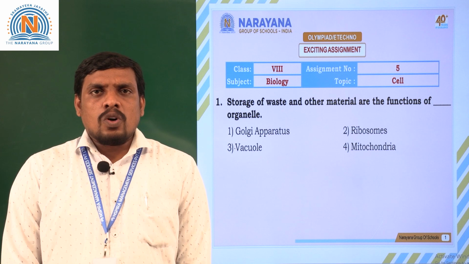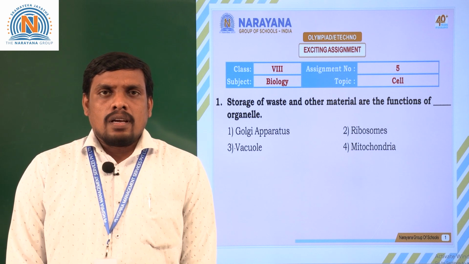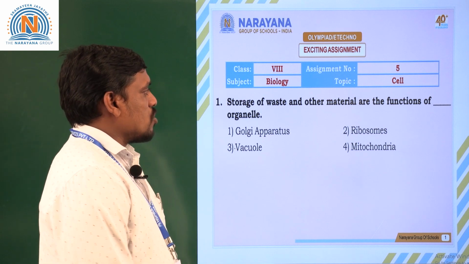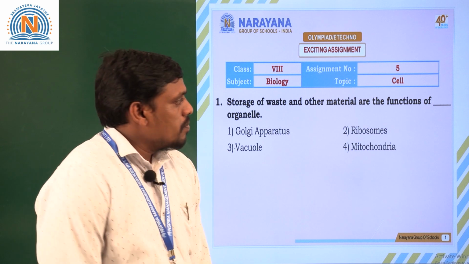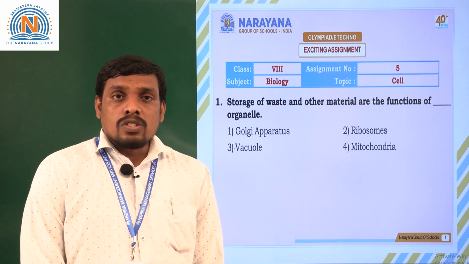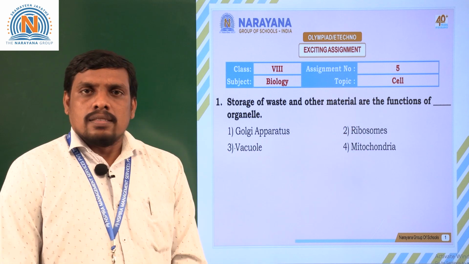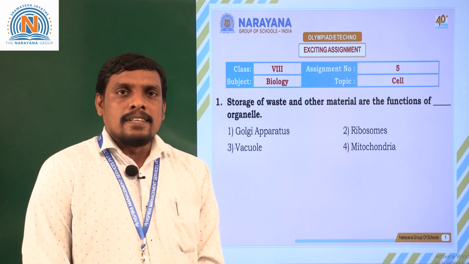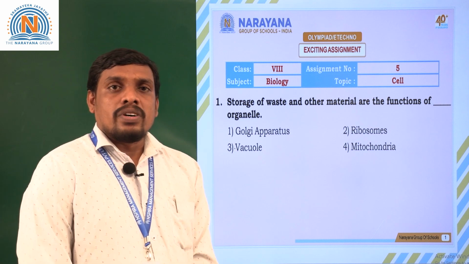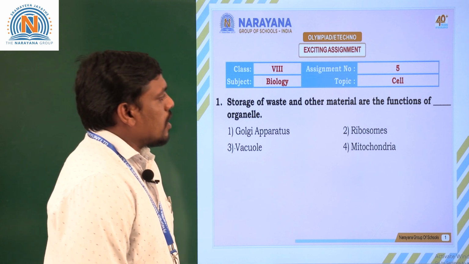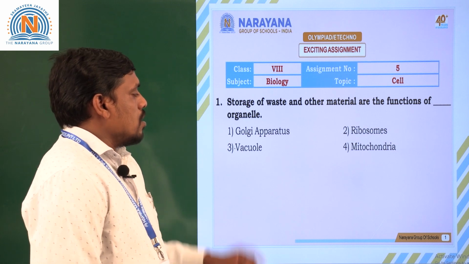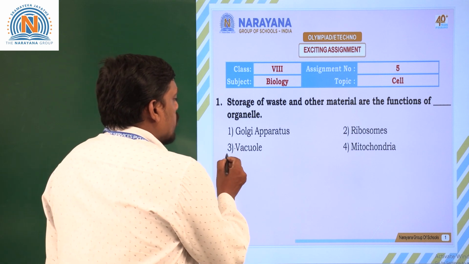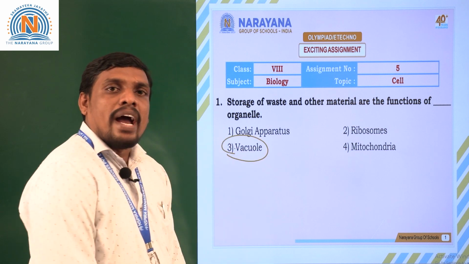Students, in this class, I want to discuss with you the assignment key. Let us see the first question. Storage of waste and other materials are the functions of dash organelle. For a few classes now, we have been learning about the cell, its structure and functions. From this lesson, an assignment is placed. The first question is: storage of waste and other materials are the functions of dash organelle. Golgi apparatus, ribosomes, vacuole and mitochondria. Storage is always performed by an organelle called vacuole.